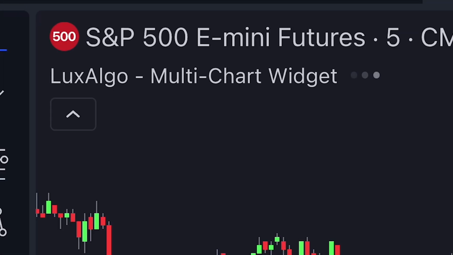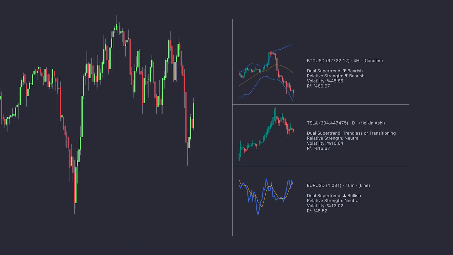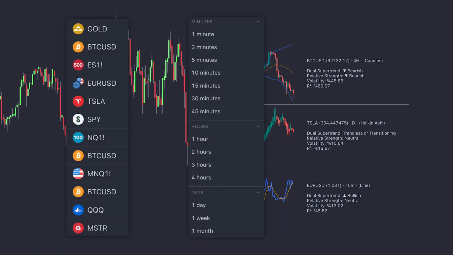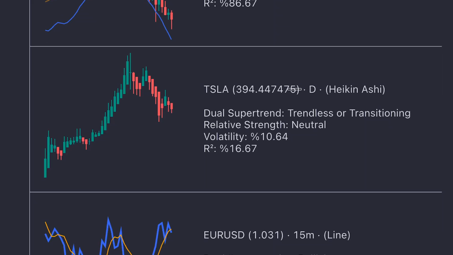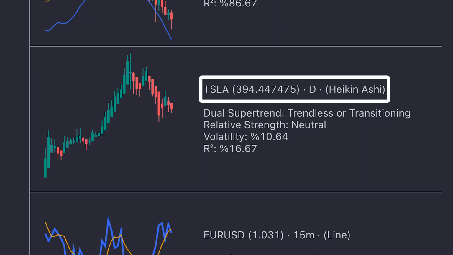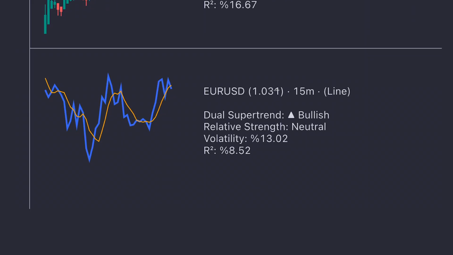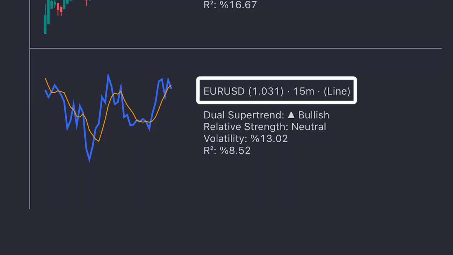The moment you load the Multi-Chart widget, you'll notice up to 3 mini charts appear in your window. Each one can show different symbols, timeframes, and chart types. We can have the top mini chart display Bitcoin on a 4-hour timeframe with Bollinger Bands. The middle mini chart might display Tesla on the daily with Heikin Ashi candles, and the bottom mini chart can be set to a Euro USD line chart on a 15-minute time frame with a moving average.